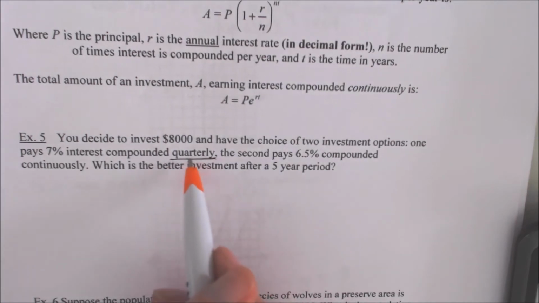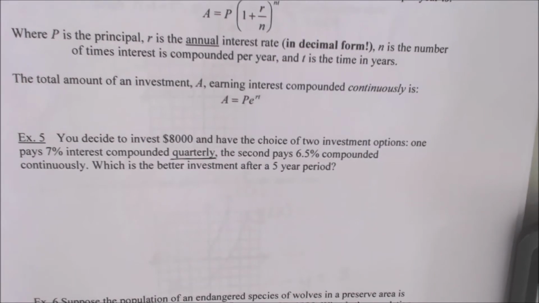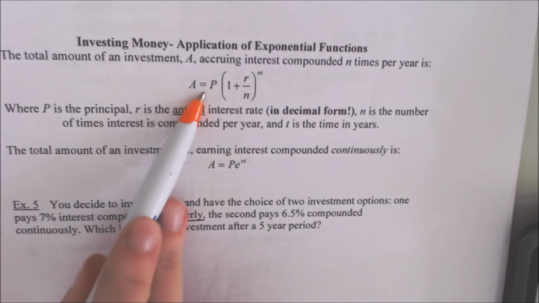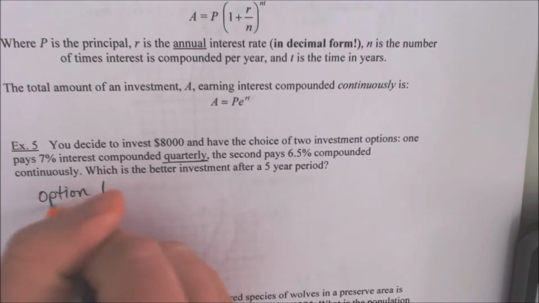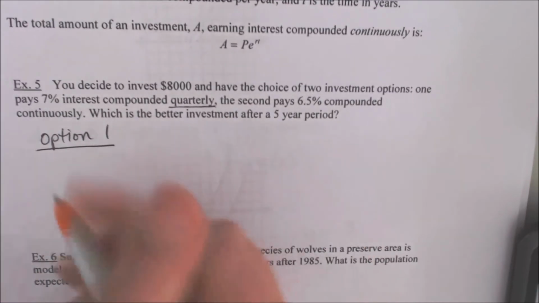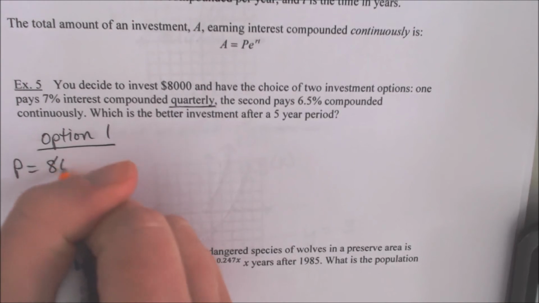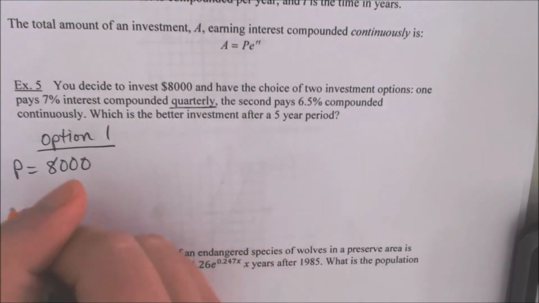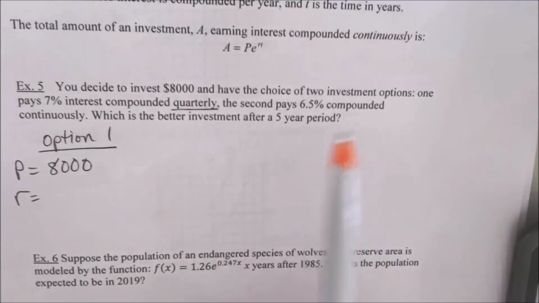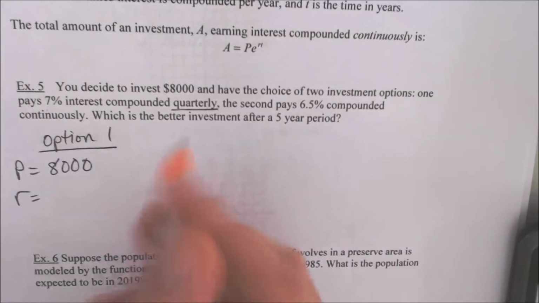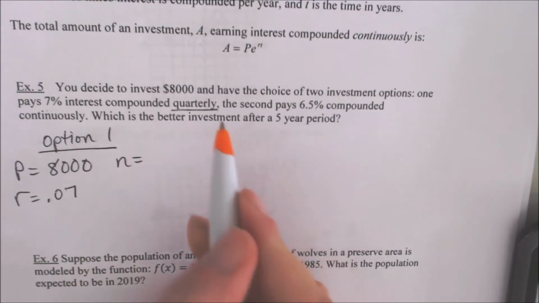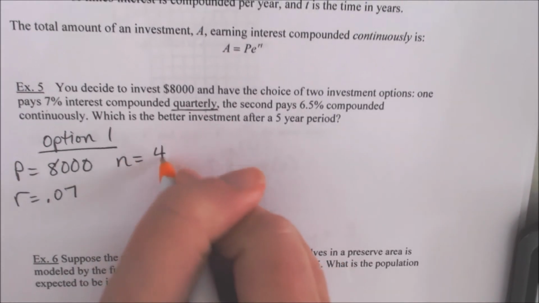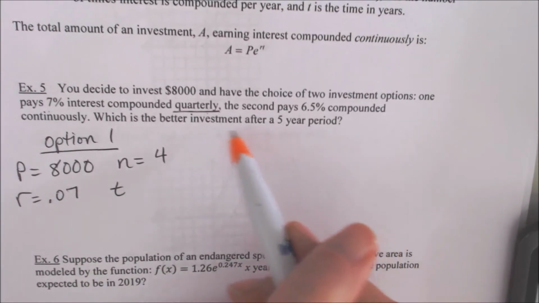So the first option, it says compounded quarterly. So when they say quarterly, monthly, annually, daily, whatever, that's n times per year, we're going to use this first formula. So here, let's write some things down. For option 1, we're going to use that first formula. And so P, of course, is $8,000. R is the interest rate. They told us in that first option it's 7% interest, and I need that as a decimal, so I'm going to put 0.07. N is the number of times per year, so if it's quarterly, that's 4 times per year. And T is the number of years we're going to let it sit there.